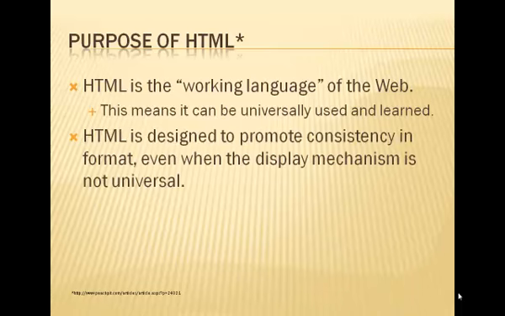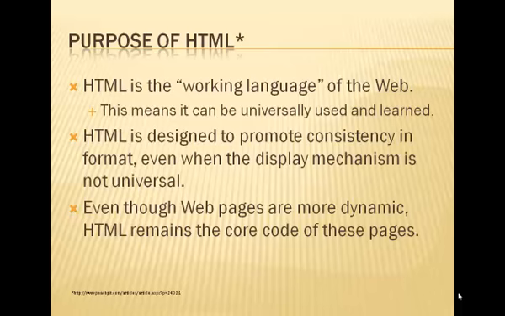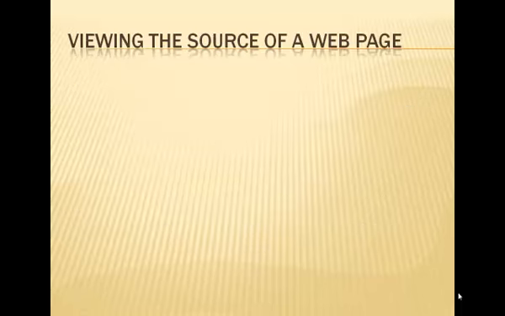It's designed to promote consistency in format, even when the display mechanism is not universal. What does that mean? It means when the web browsers differ, when the platform differs, whether you're staring at your laptop right now or you're looking at this via an iPad or you're on your smartphone, HTML is designed to be consistent, with some limitations, across several platforms. And HTML is the core code of these pages, as we mentioned earlier.